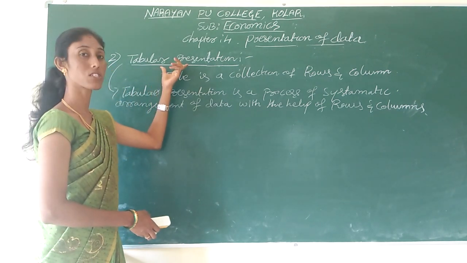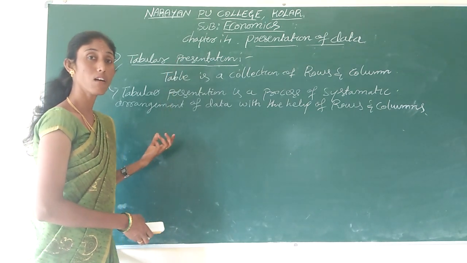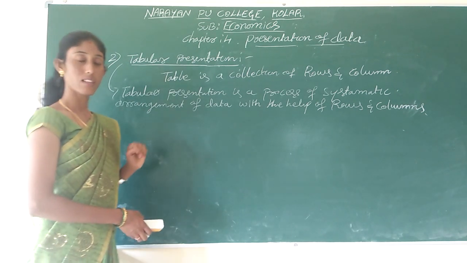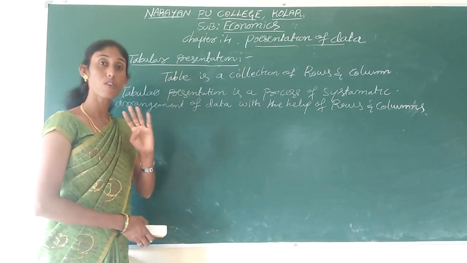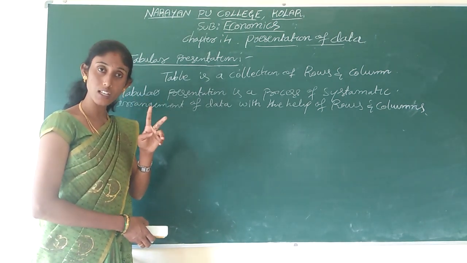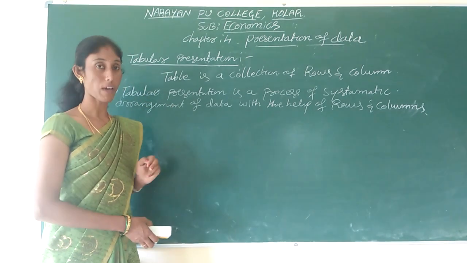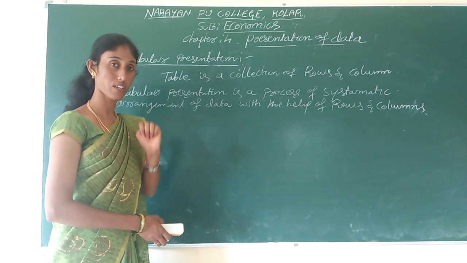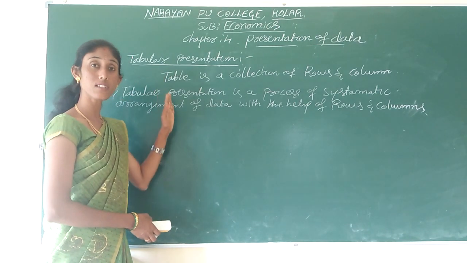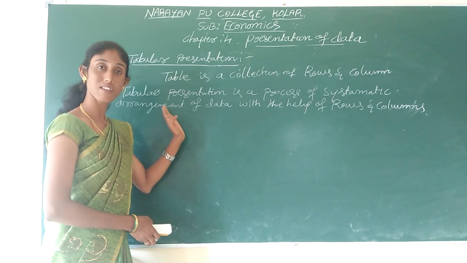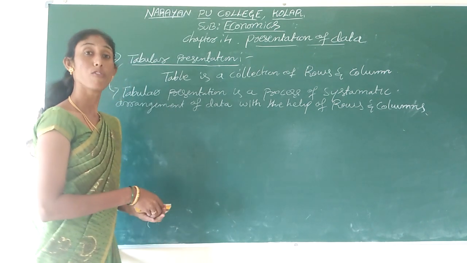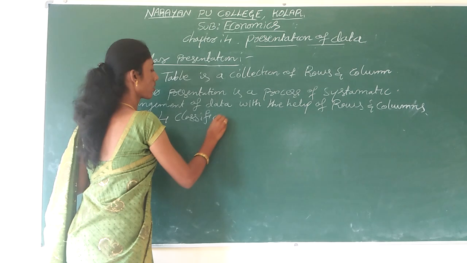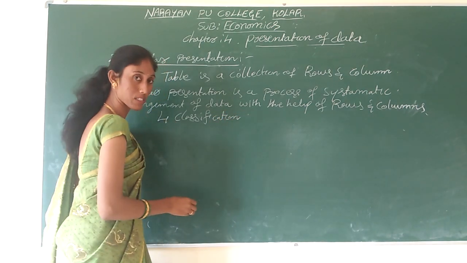Here, the tabular presentation we can present in 4 types of classification. Already we have discussed in the 3rd chapter itself. The classification of data are the 4 types. One is chronological or temporal classification. Second one, spatial classification. Third, qualitative classification and fourth, quantitative classification. Here also, to present the data with the help of rows and columns, there are mainly four classifications of tabular presentation of data.